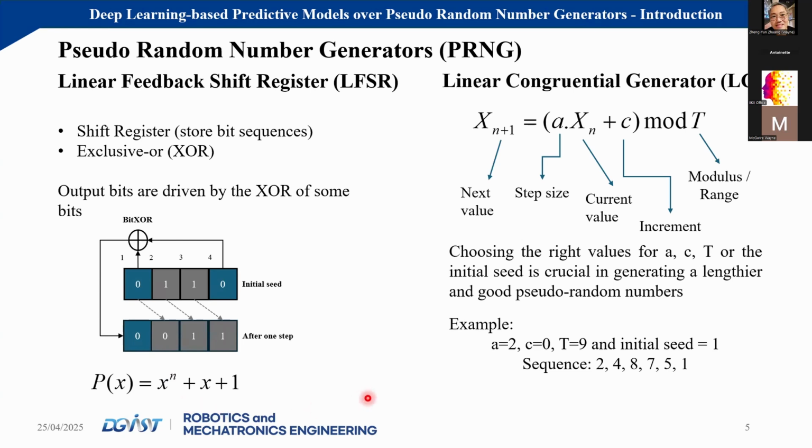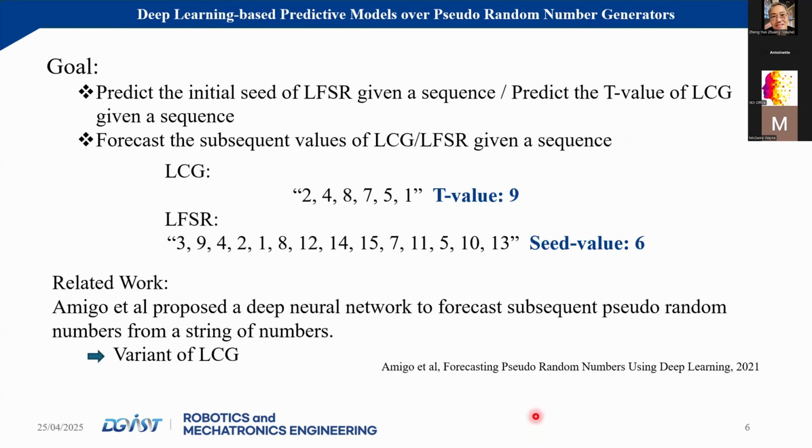LCG works with a mathematical equation. In this equation, Xn represents the current value, Xn+1 is the next value, A represents the step size between the numbers, and C is the increment. T is the range of the generated values. Selecting suitable values for A, C, and T is crucial to guarantee that LCG produces an excellent quality of pseudo-random numbers with a lengthy period. Thus, the goal of this work is to predict the initial seed of LFSR given a sequence, predict the T value of LCG given a sequence, and forecast the subsequent values of LCG or LFSR given a sequence.